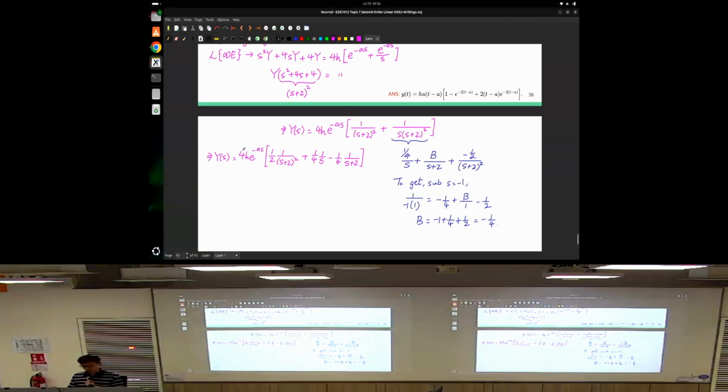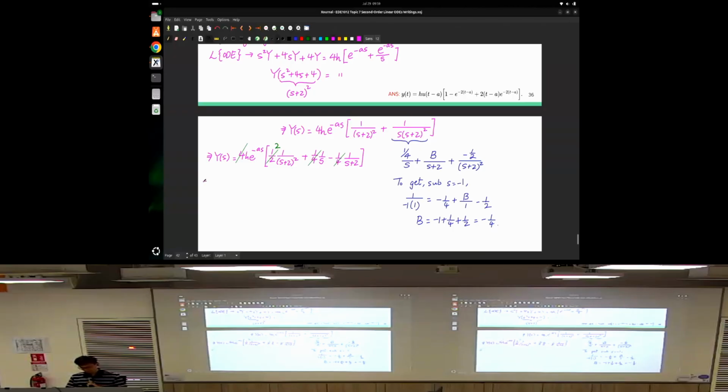Then you notice that there's a 4 here, a very nice 4 there. So therefore, I'll just multiply in. So the 4 multiplies in, the 1/4 gets struck off, and this guy becomes a 2. Okay, so then after that, ready for inverse transform.